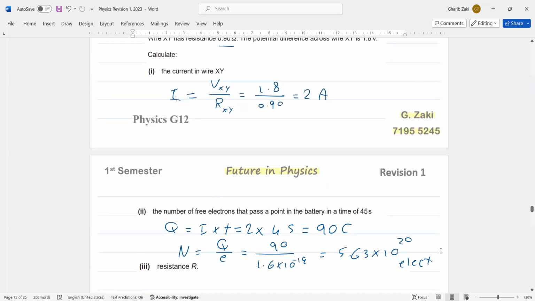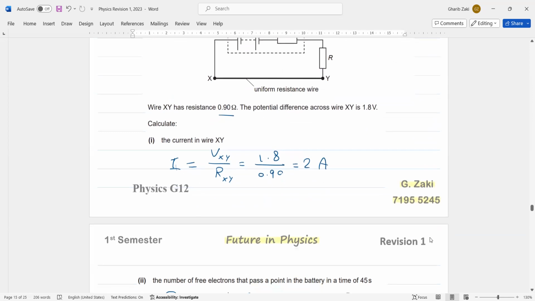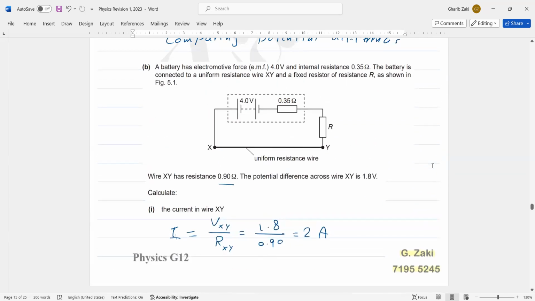Now we need the resistance R. What are the givens for this? In the whole circuit, we have EMF in that part, 4 volt. And we have r small, 0.35. And we have the current, 2 ampere.